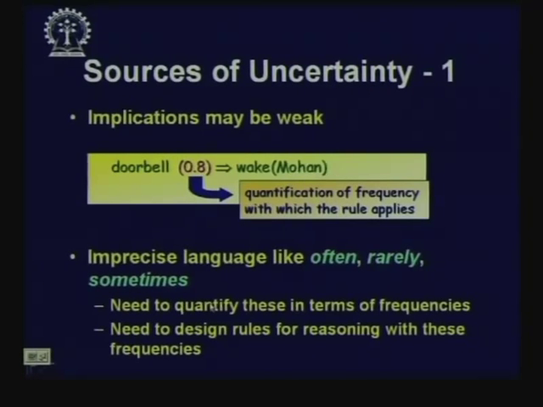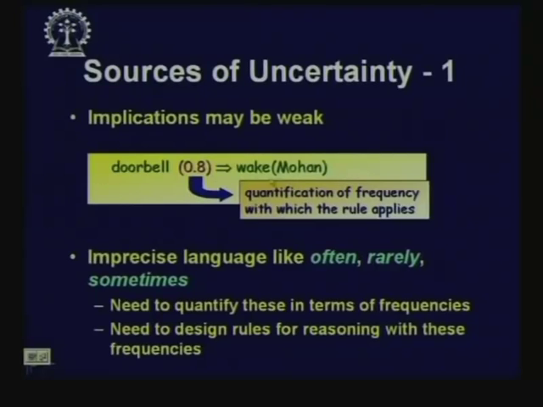Now, let us look at the different sources of uncertainty. We have seen that doorbell example. So, implications may be weak, they are not absolutely certain that if there is a doorbell, then that will wake up Mohan. We can rather write the implication in this way, doorbell 0.8 implies wake up Mohan. That means, now this implication is being given a strength of 0.8. What does it mean? It may mean that 80% of the time the doorbell rings, Mohan wakes up.